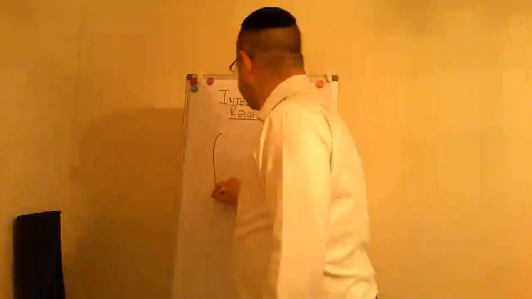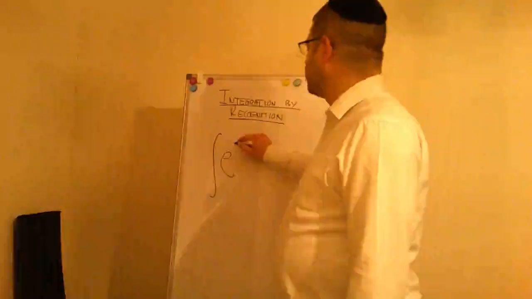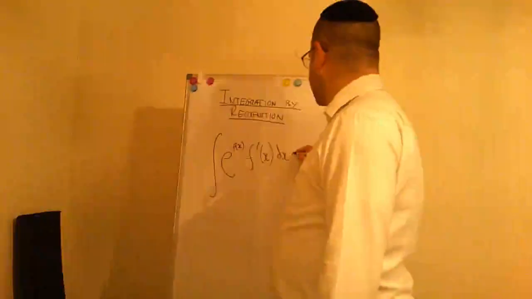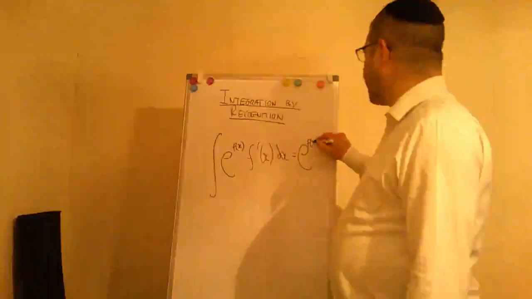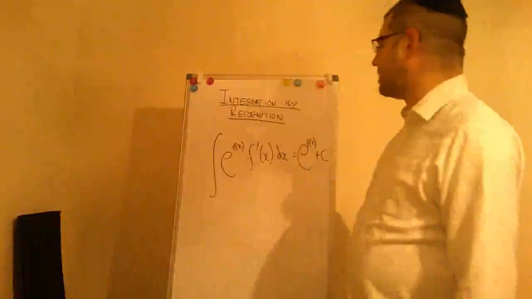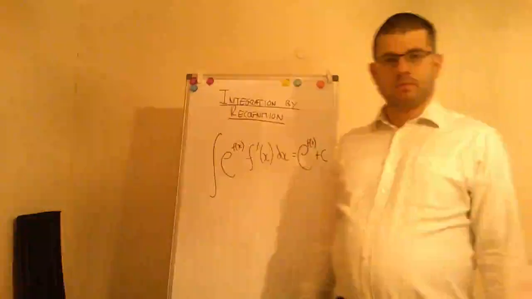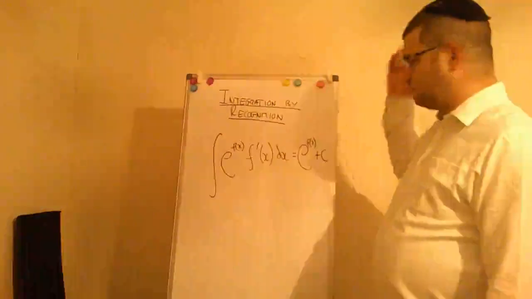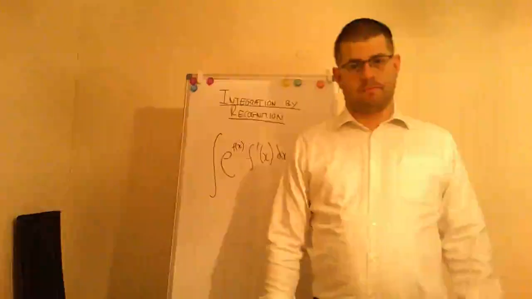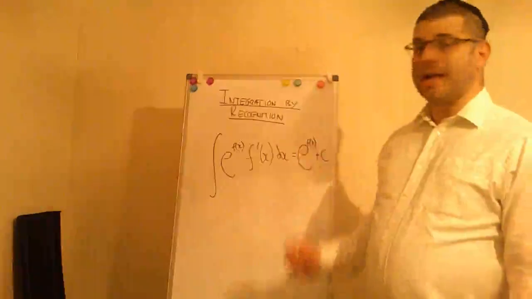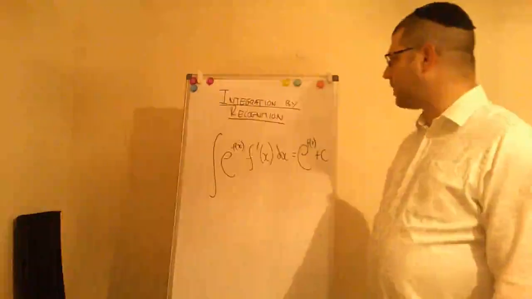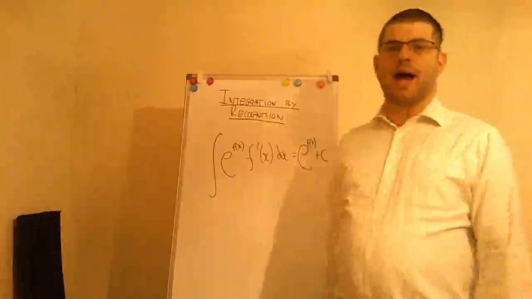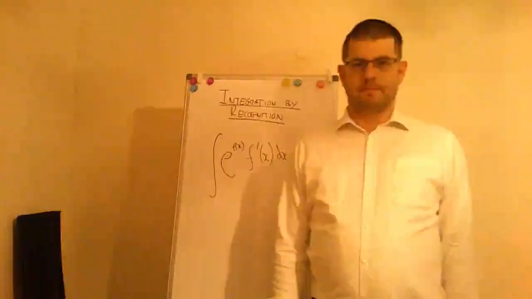We say as follows: e to the f of x, multiplied by the derivative of f of x, integrates to e to the f of x plus c. And if you have something of that form in the exam, it's a one-liner. I can just write down the answer. That's the second recognition formula. It's very important to have in the back of your mind that if it matches, if it ticks the box, basically looks like that, great, you can write down the answer.